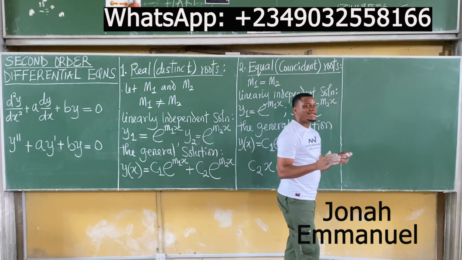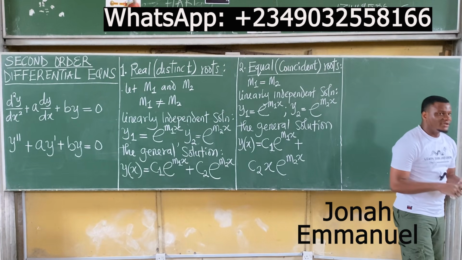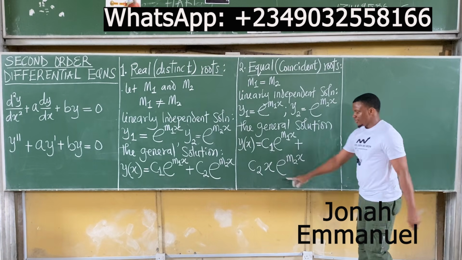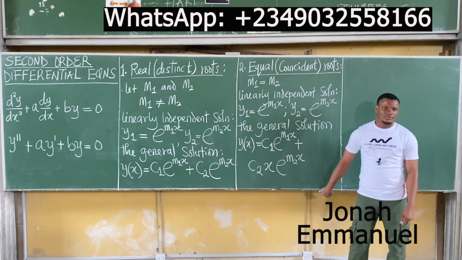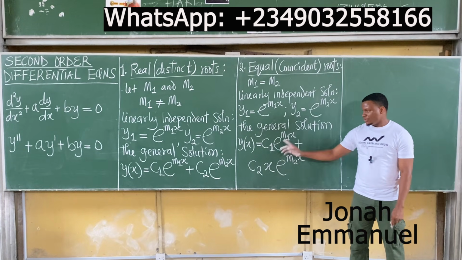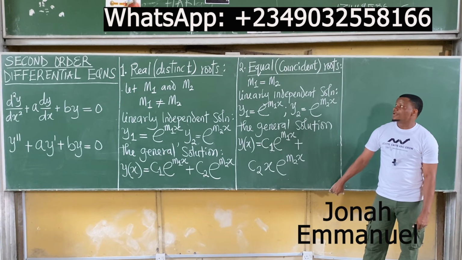So if you look at it critically, both real and equal roots are very similar. The distinction is adding x to c2, that's all. The distinction is adding x to c2. All right, that's it. So this is what you get.